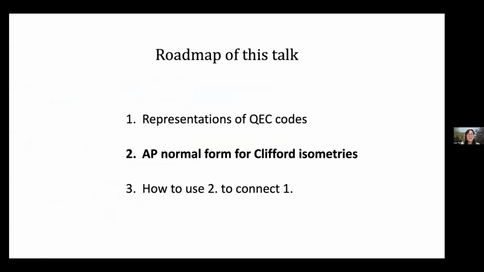So now we're at the second part of this talk. This is about normal forms for Clifford isometries. We'll start with the phase-free case and then go on to arbitrary isometries in the stabilizer fragment of the ZX calculus.